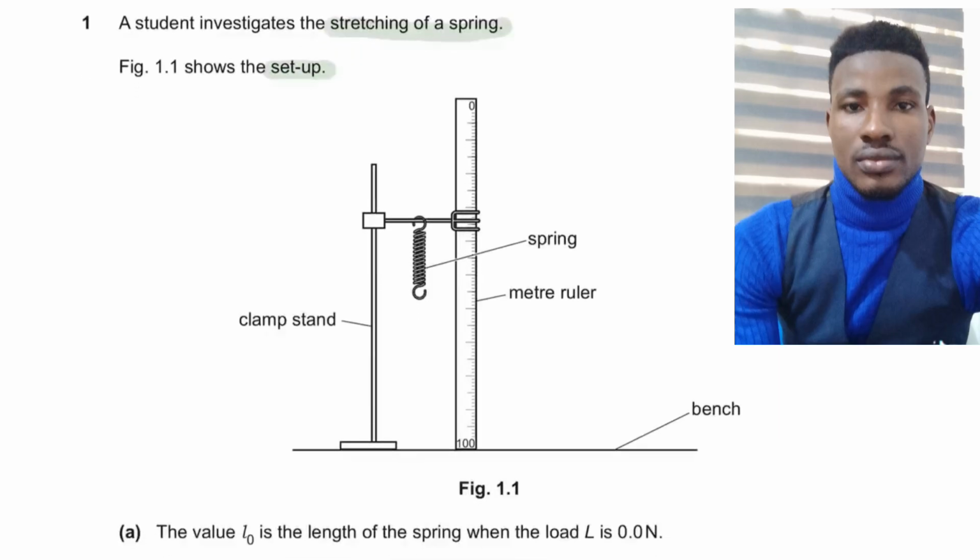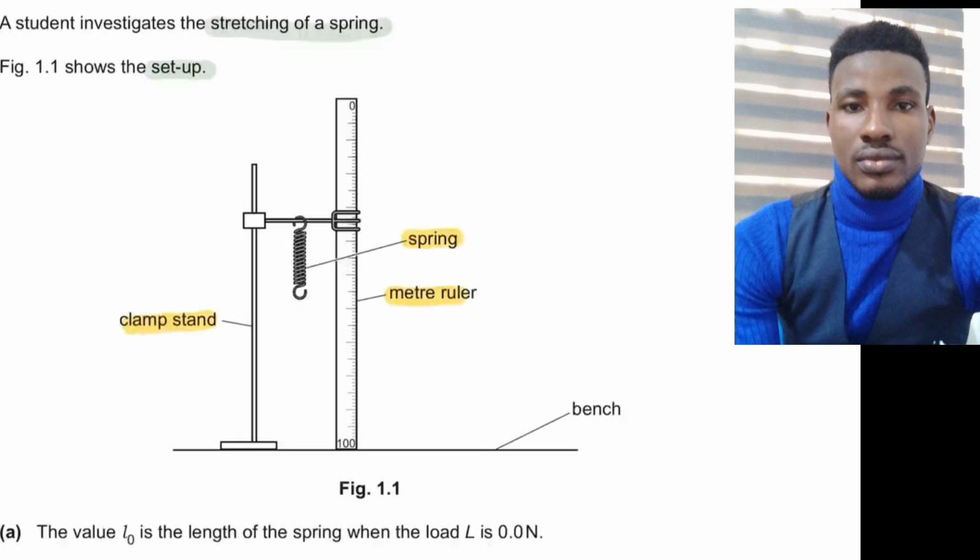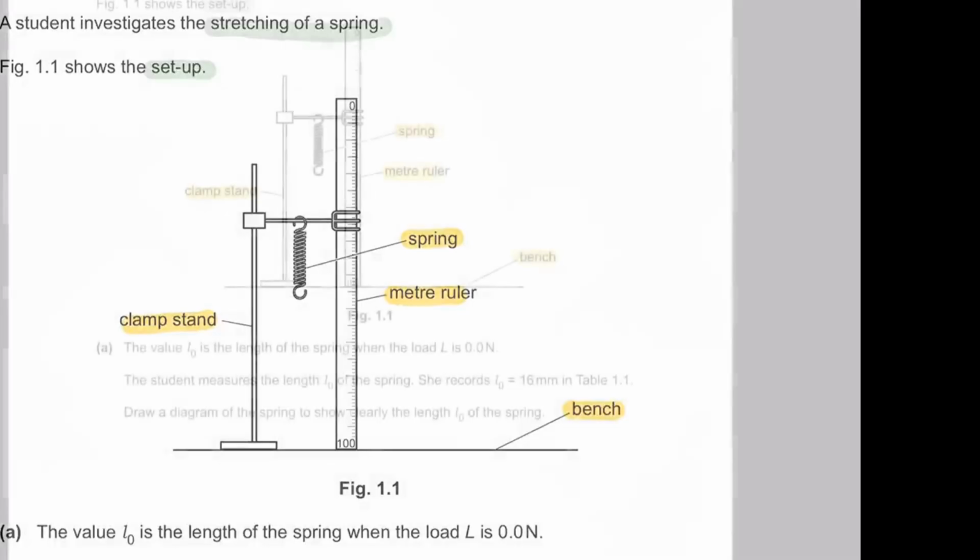I would suggest you take a minute to understand the setup of the experiment before proceeding to read the rest of the question. You have a clamp stand holding the spring and a meter ruler to show you the extension of the spring, all placed on a bench.